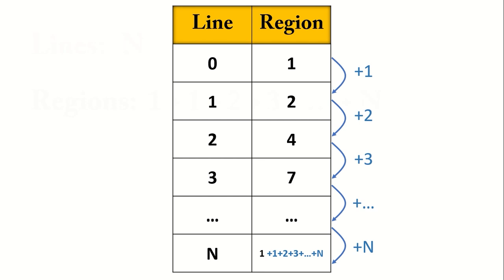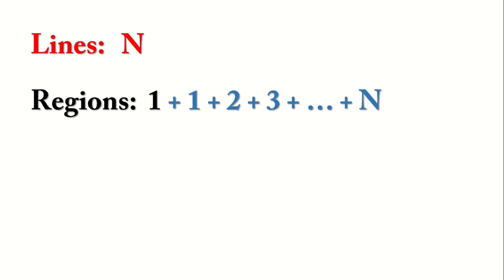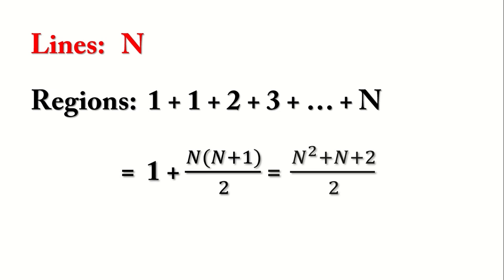And we can get the pattern as here. If I have n lines, we have the region's number as 1 plus 1 plus 2 plus 3 plus until n. And we can get the explicit formula for this. This is 1 plus n times n plus 1 divided by 2. And we can get the final number as n squared plus n plus 2 divided by 2. Now we have just one more level left.